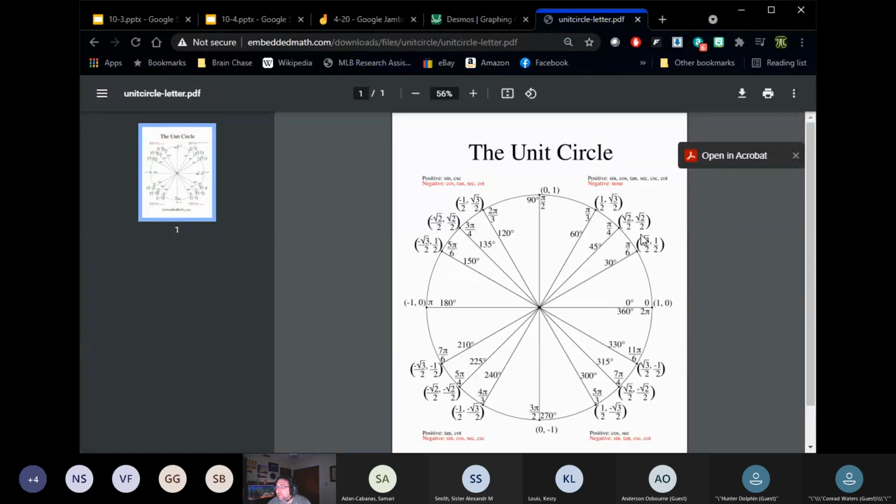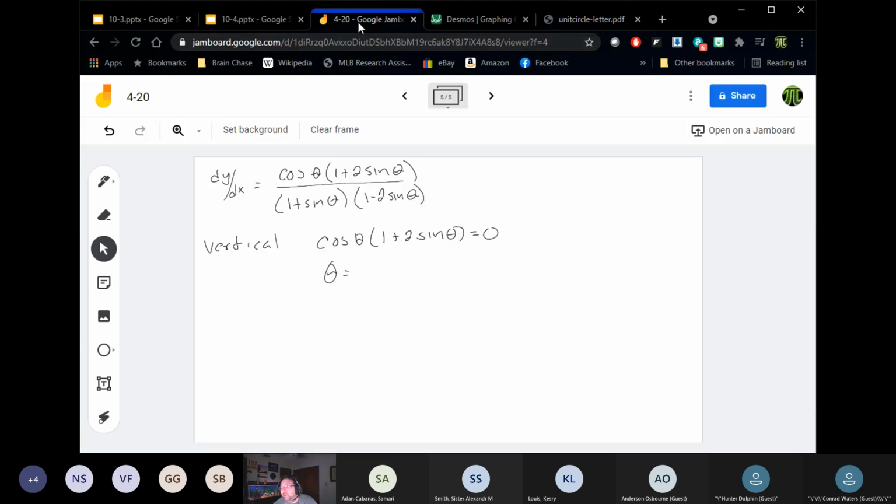So we're looking for where the cosine is going to be 0. And remember, cosine is your x values. So cosine is 0 at pi over 2, and cosine is 0 at 3 pi over 2. Those are going to be the zeros for your cosine, so pi over 2 and 3 pi over 2. And that's the cosine of theta 1. Does that make sense?